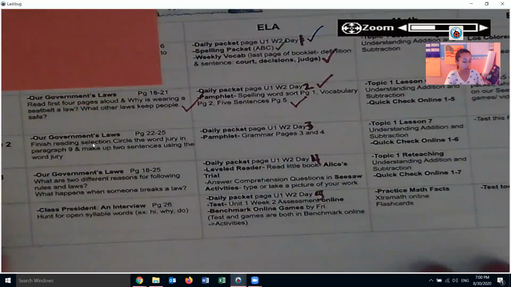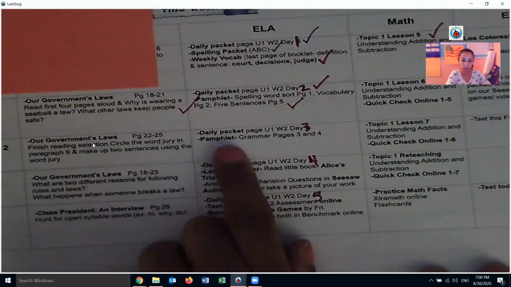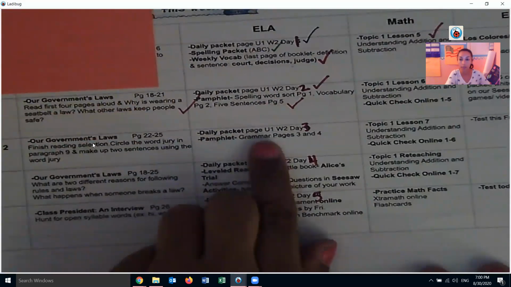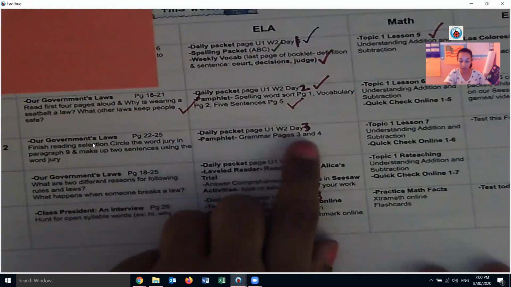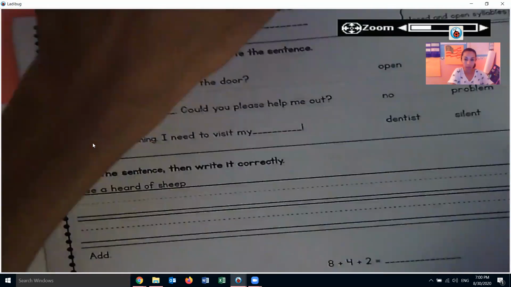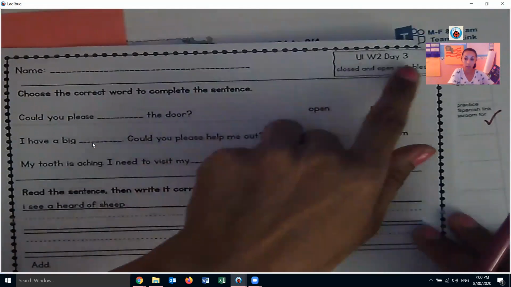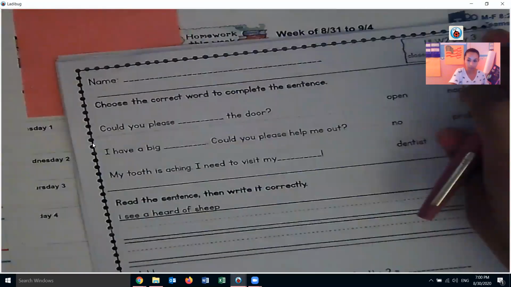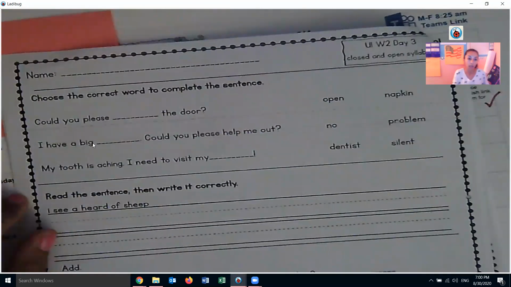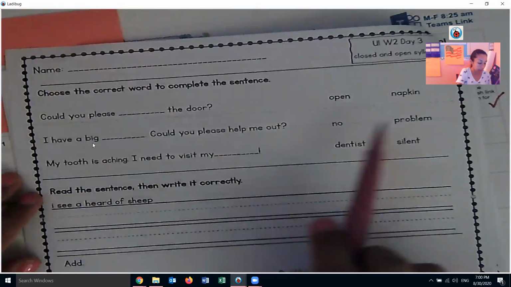So I like to start off with our daily packet. So I'm going to go to daily packet. We're unit 1, week 2, and now we're on day 3. So day 3 is where I'm going to go. At the top it says here, unit 1, week 2, day 3. Okay, so we have to choose the correct word to complete the sentence.